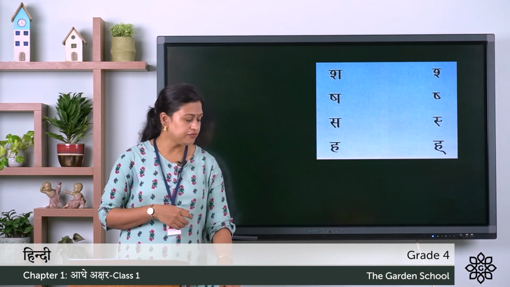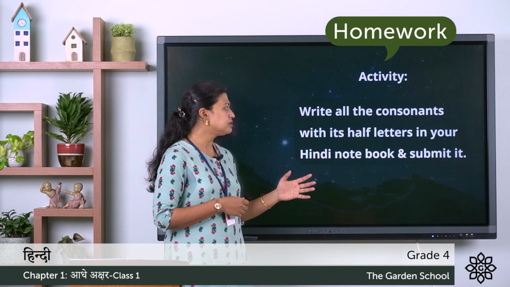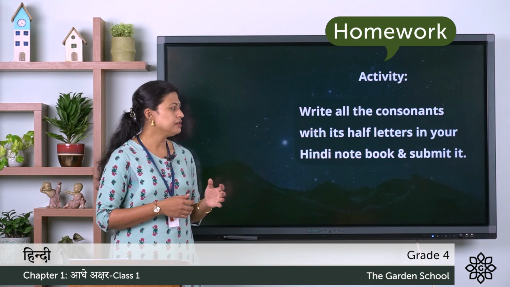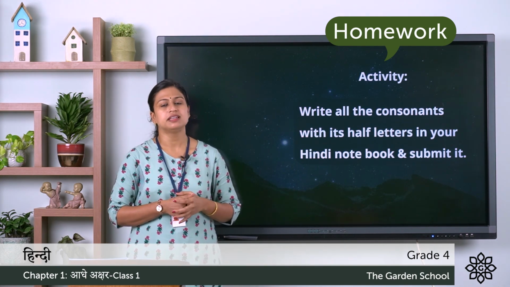Now there is an activity for you. You have to write all the consonants with their half letters in your notebook and submit in Teams.